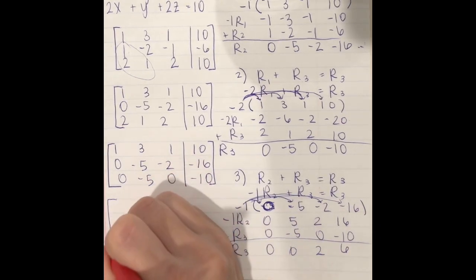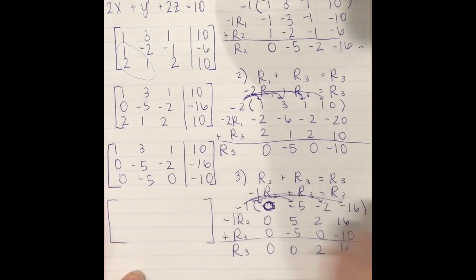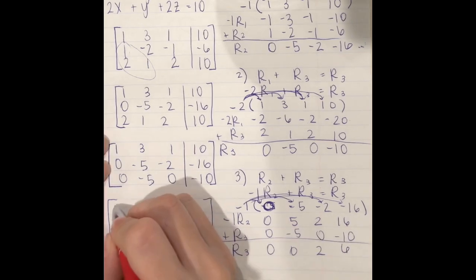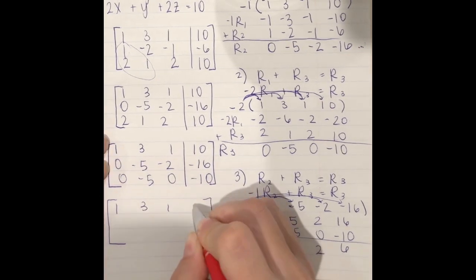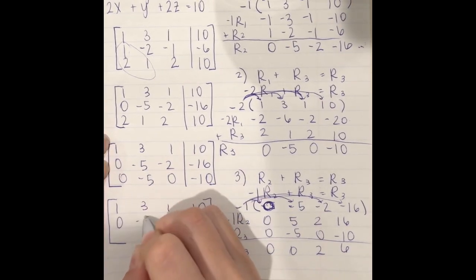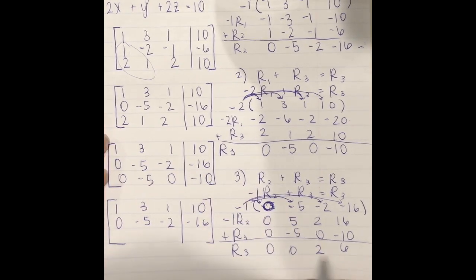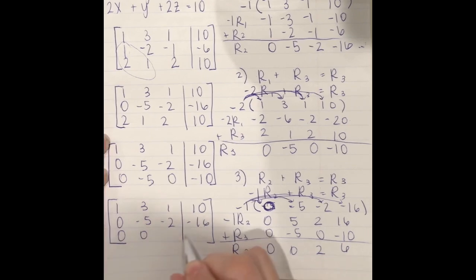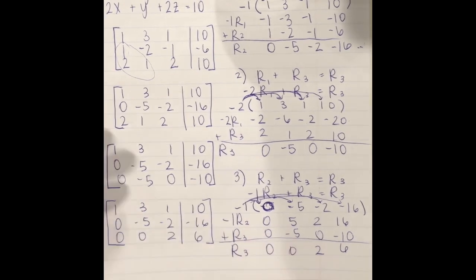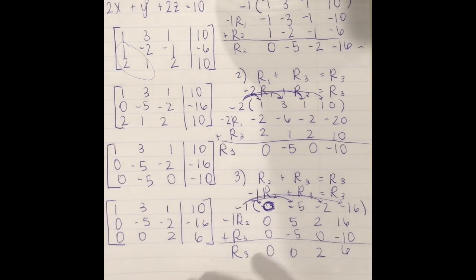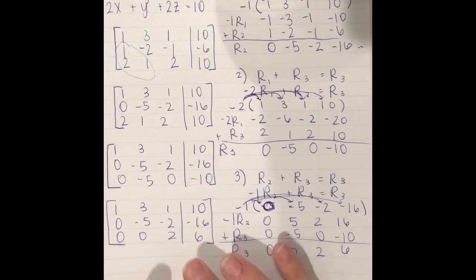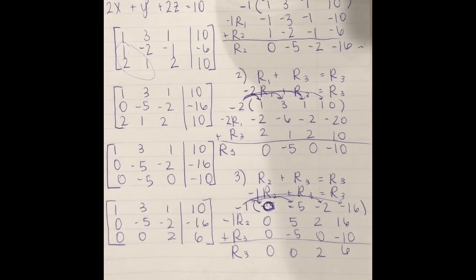And our last matrix we are doing, keeping our first two rows the same, and we're just replacing row 3 with our new row 3: 0, 0, 2, 6. Okay, now that we have this, we can now transform our matrix back into a system and actually solve for x, y, and z.